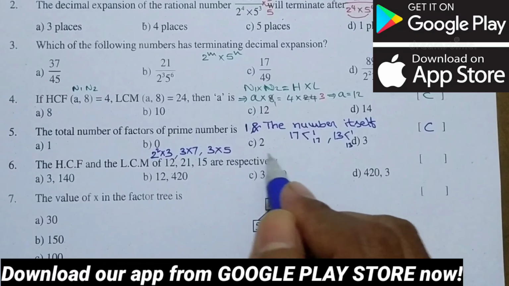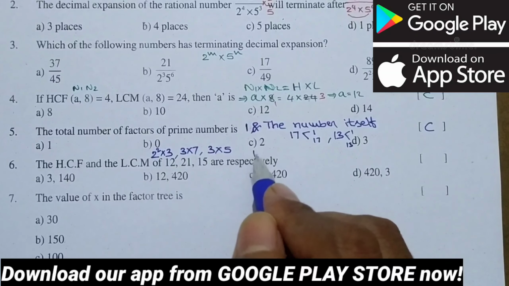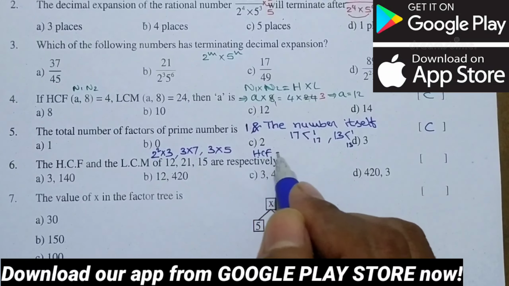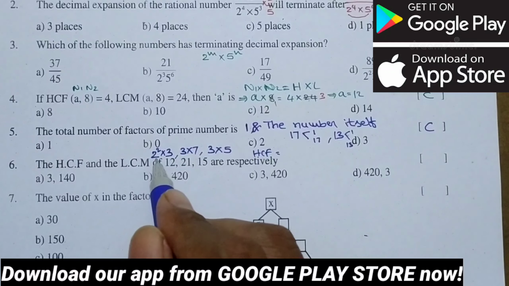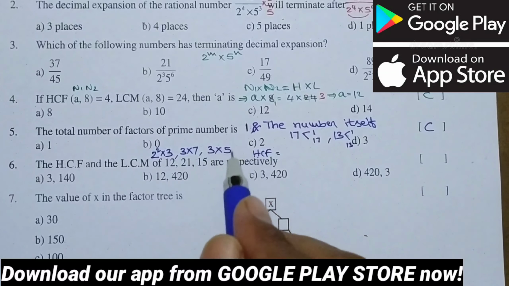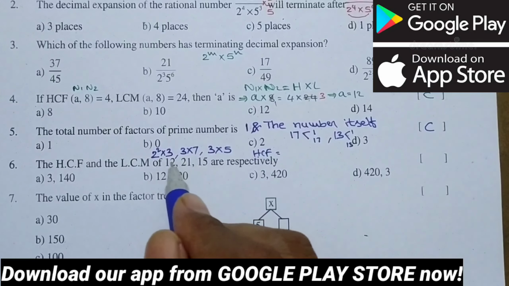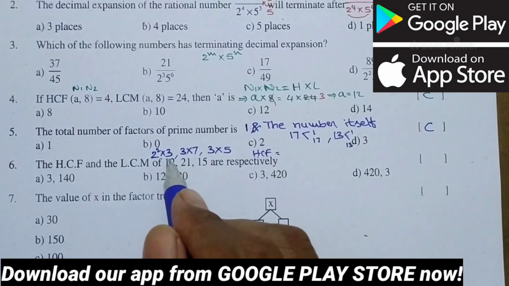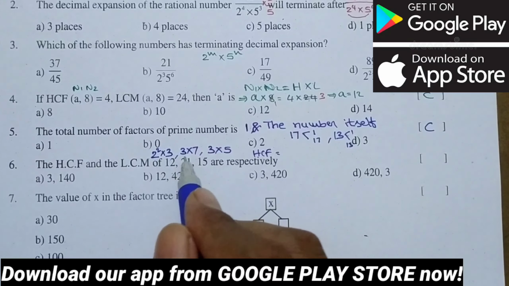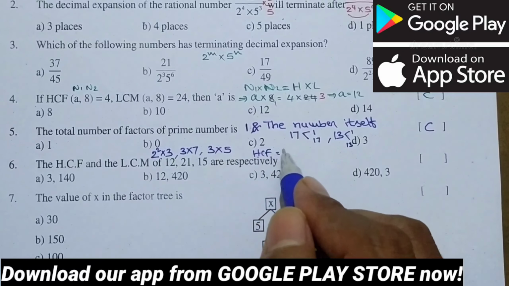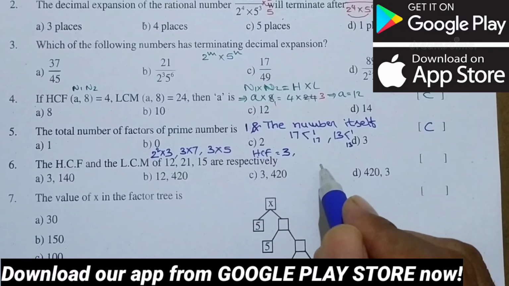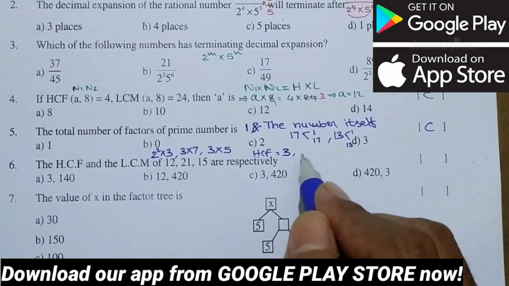Now first I am finding the highest common factor. Here 2 square is present in 12, but 2 square is nowhere else. And here 3 power 1 is present in all three numbers. So HCF is 3. And then let us find the LCM now.